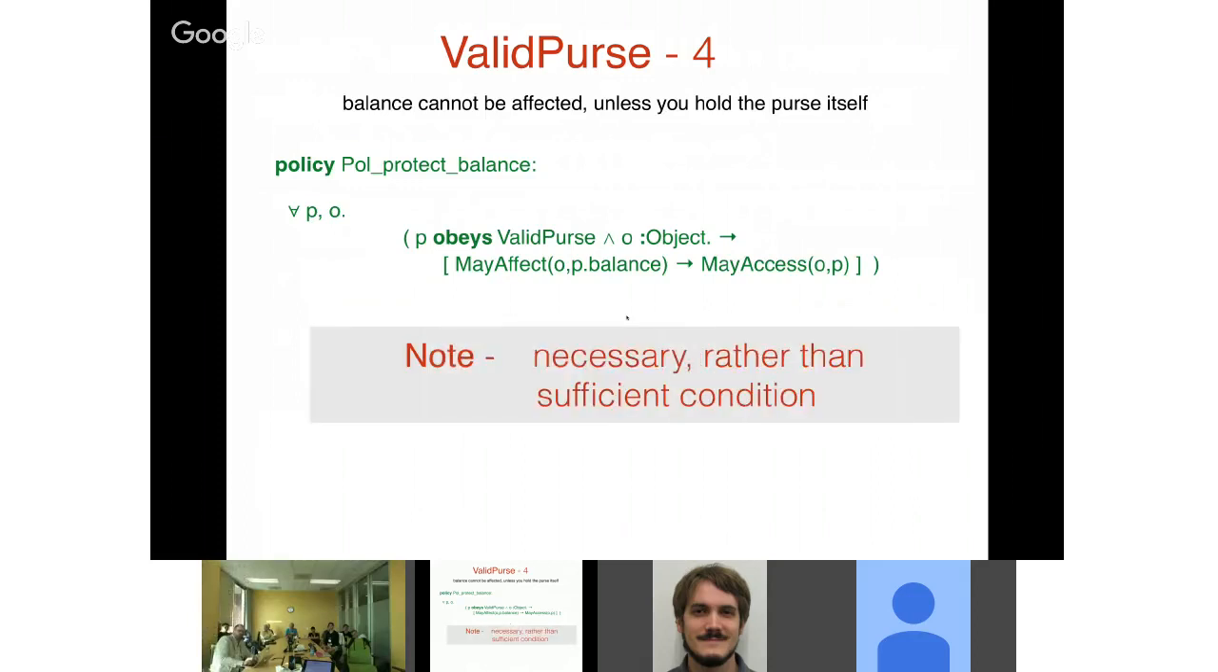So we are talking here about necessary rather than sufficient conditions. In standard Hoare logic specification, we are talking about sufficient conditions. So if I have access to the purse and I call the transfer, the deposit method, then I will affect its balance. Here it is in the opposite direction. If I was able to affect the balance, then I had access to the purse.